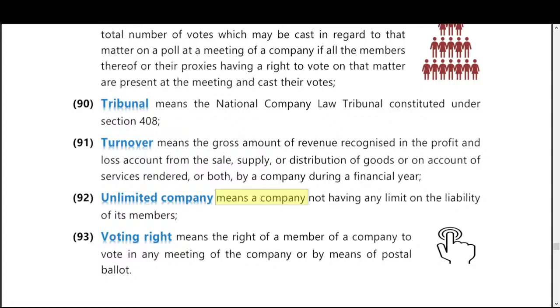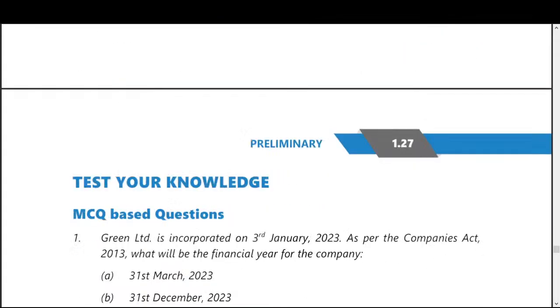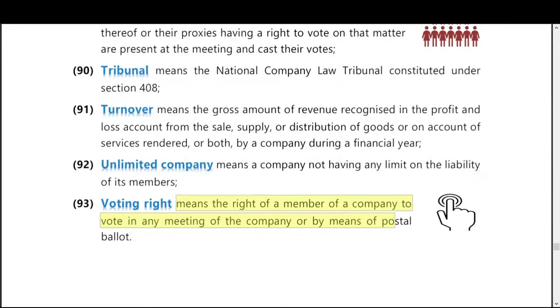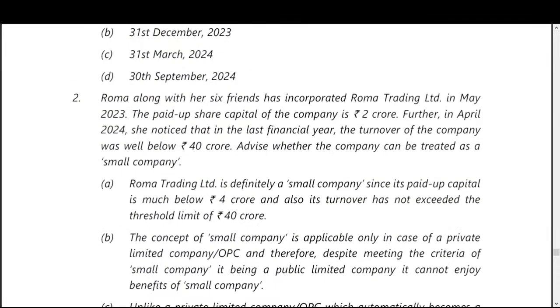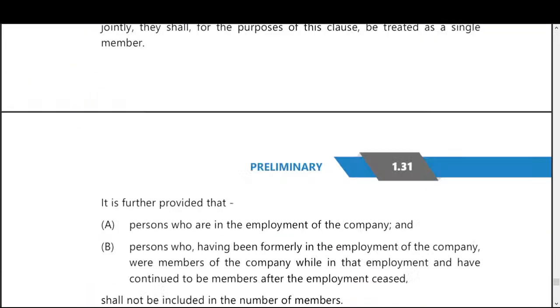Unlimited company means a company not having any limit on the liability of its members. Voting right means the right of a member of a company to vote in any meeting of the company or by means of postal ballot. And it's over. So we have now left question answers. We will not be doing question answers, we will only be reading the content of the chapter.